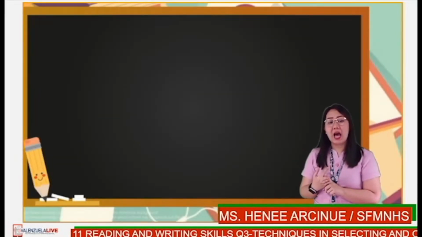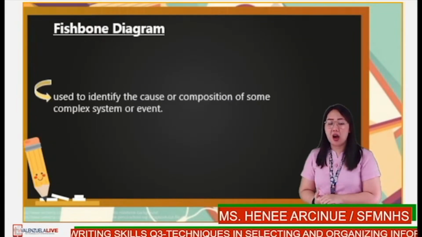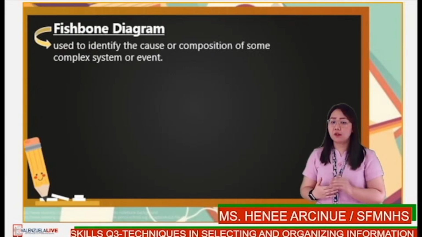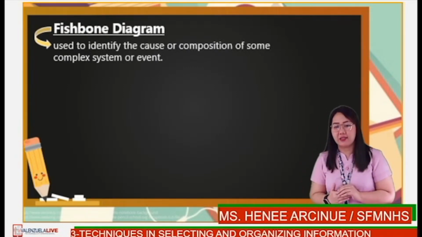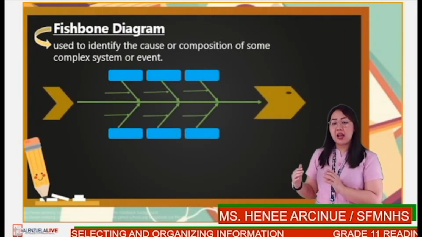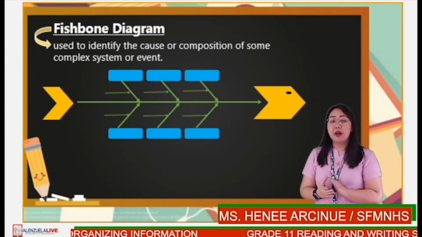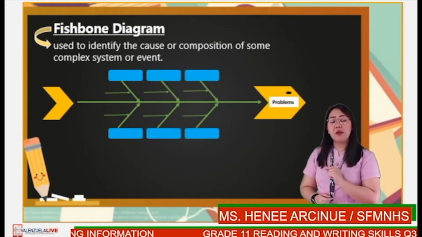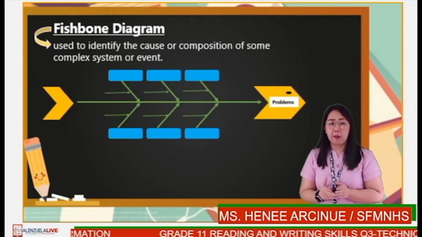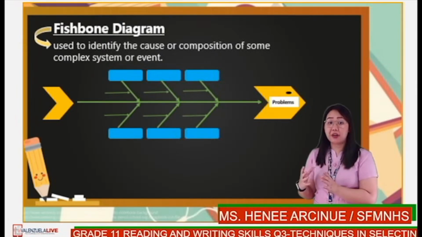Next, we have the fishbone diagram. It is used to identify the cause or composition of some complex system or event. Each bone coming off of the spine of the diagram is then broken down into more details. Remember, whenever we are going to use fishbone diagram, we need to consider the causes or the factors of different categories.